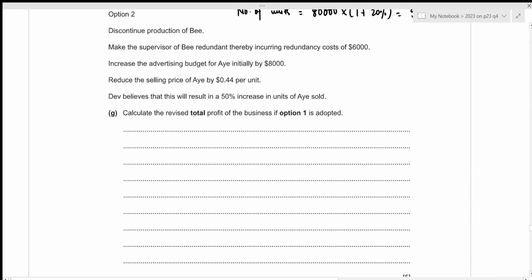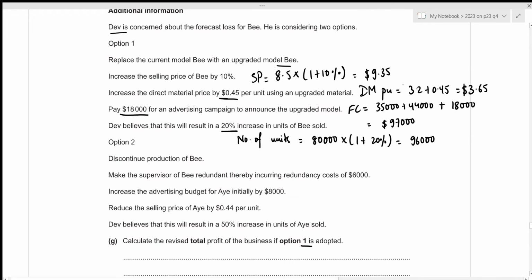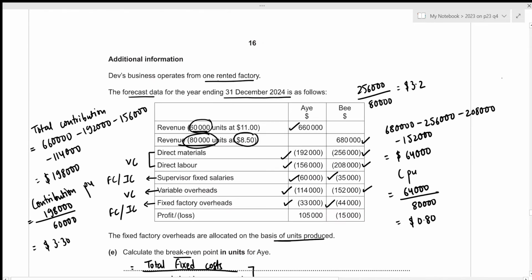Okay, and for this question, we need to calculate a revised total profit of the business if option 1 is adopted. Since we already have the per unit selling price and per unit direct material, let us also calculate the per unit direct labor and the per unit variable overheads. So direct labor per unit will be 208,000 divided by 80,000, which results in 2.6, and the variable cost per unit will be 152,000 divided by 80,000, which results in 1.9.